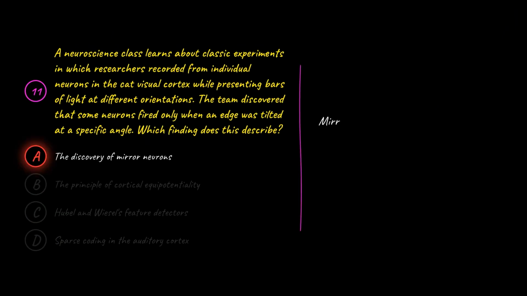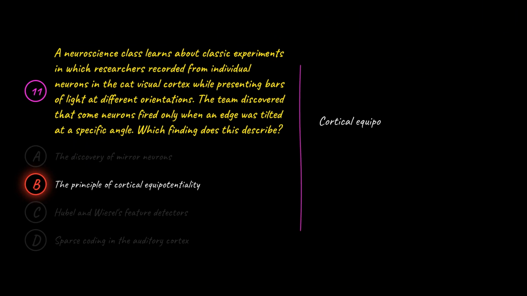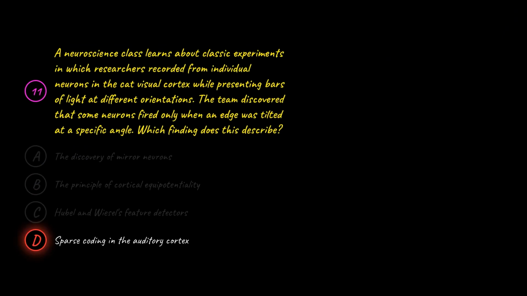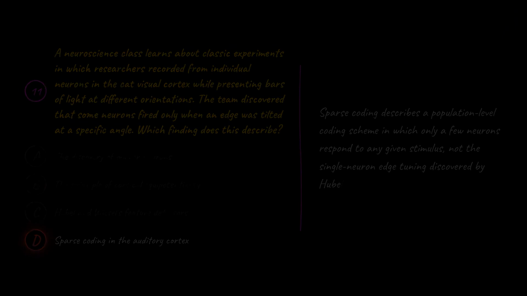A is wrong because mirror neurons fire when an action is performed and when the same action is observed, a different phenomenon discovered in motor cortex of macaques. B is wrong because cortical equipotentiality is a much older Lashley-era idea that brain regions are interchangeable, the opposite of localized feature detection. D is wrong because sparse coding describes a population-level coding scheme in which only a few neurons respond to any given stimulus, not the single neuron edge tuning discovered by Hubel and Wiesel.